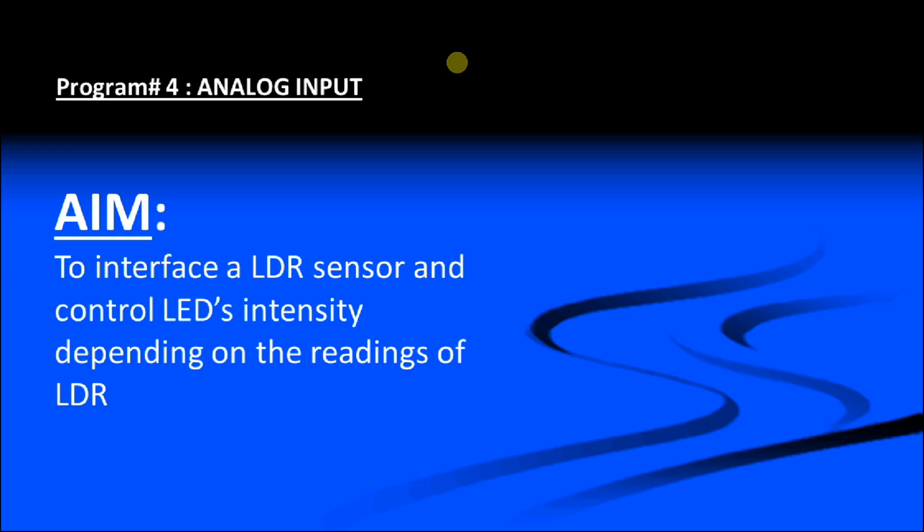So program number 3 is called analog input. The main aim of my program is to interface an LDR sensor or a light intensity sensor and control an LED's intensity depending on the readings of the LDR.